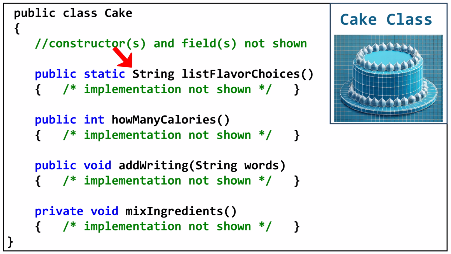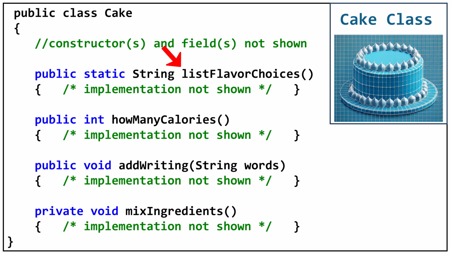This is our return type. It tells us that every time listFlavorChoices is called, it will send back a piece of string data. In the case of this method, we can surmise from the name that the returned string will be a list of the different flavors of cake objects that can be created from this class. Return types can be primitive or object types. The howManyCalories method will return a piece of data of int type. addWriting has a void return type, meaning it will not return any data when called.